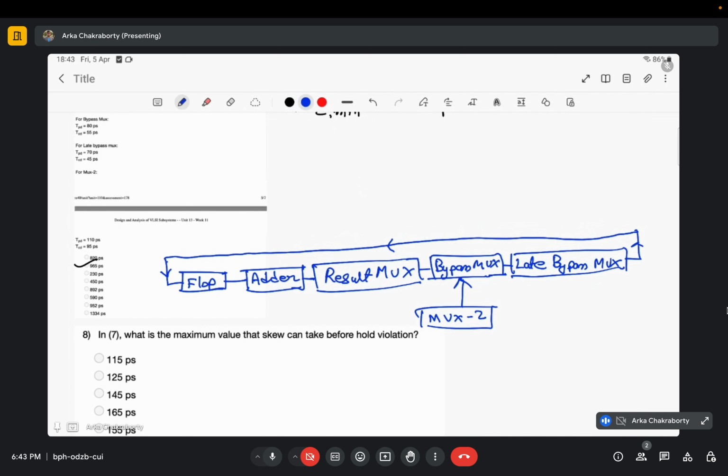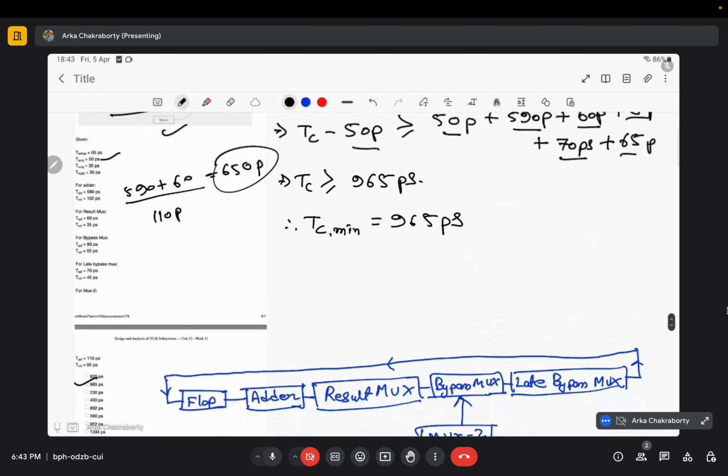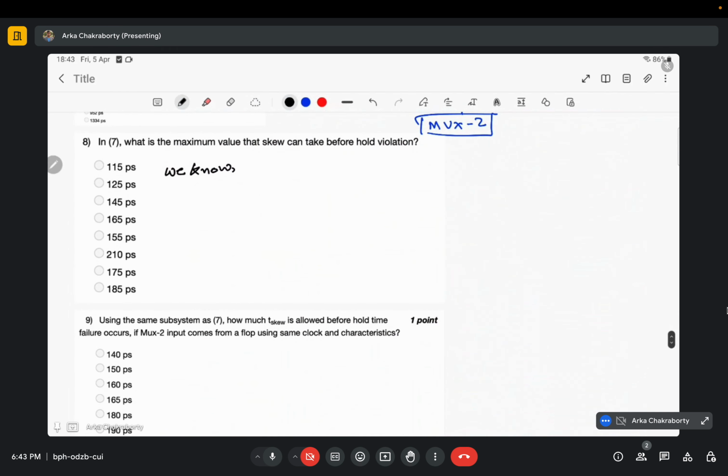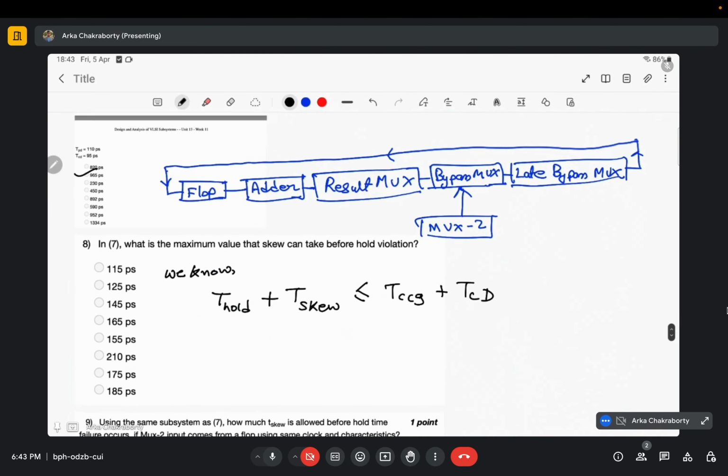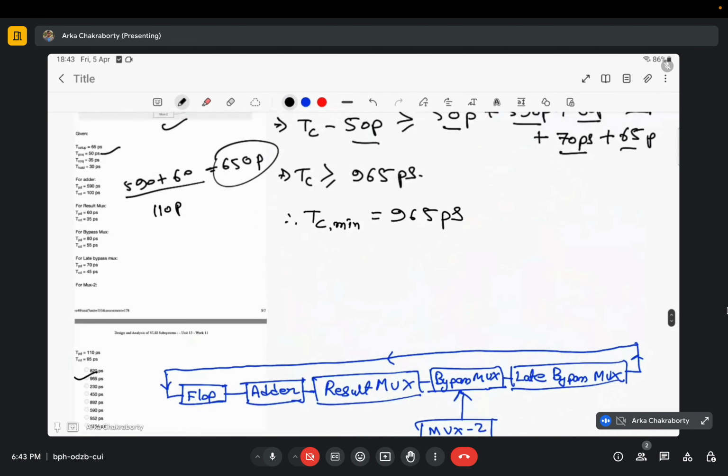Okay, fine. So we know T hold plus T skew should be less than or equal to TCCQ plus TCD. Now from where have I got this expression? Using these two conditions.